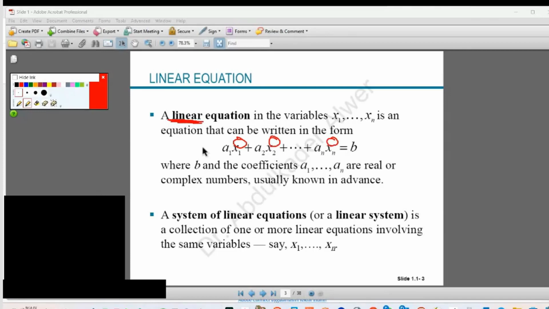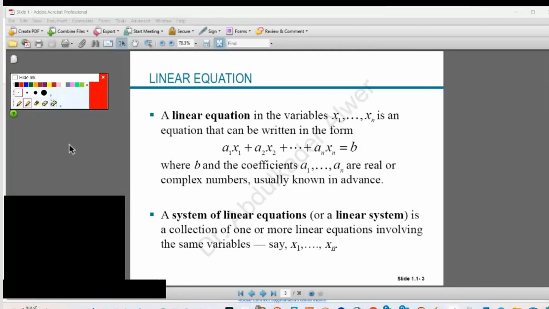Linear came from that: there's no exponent other than 1. That means we don't have degree 2, degree 3, or degree 4, we just have degree 1. So this is the name of a linear equation. Okay, a1, a2, a3 are coefficients and b is a number.